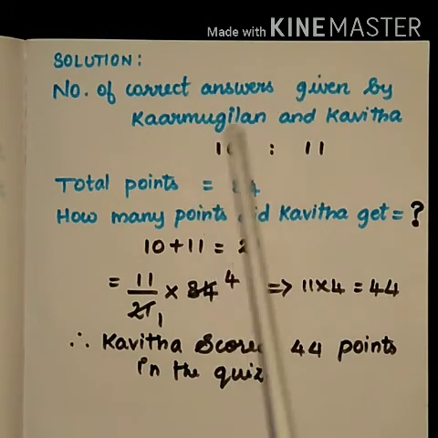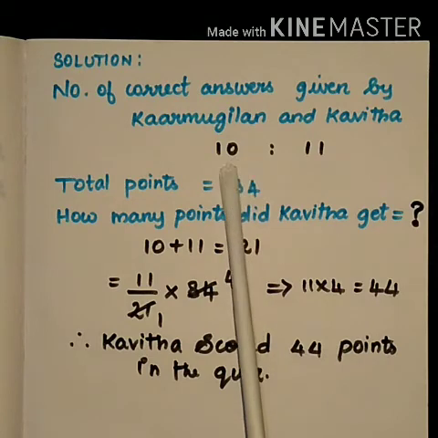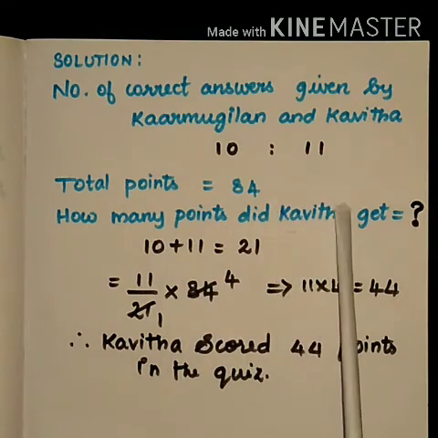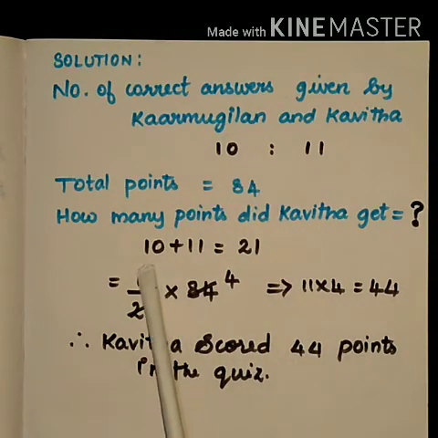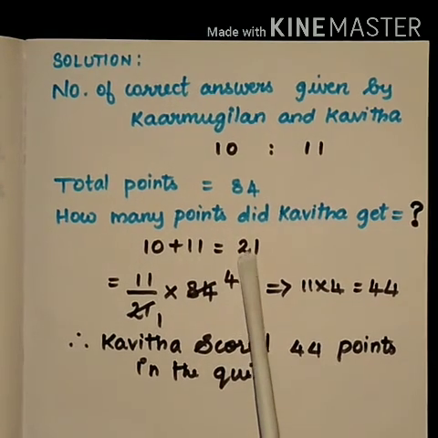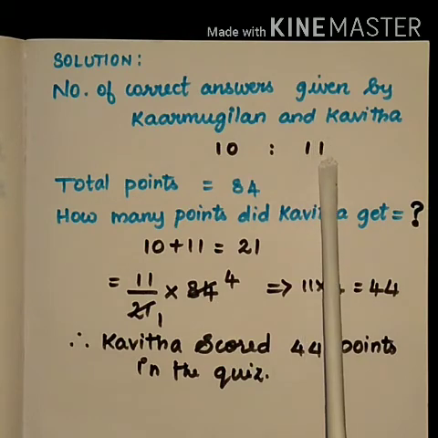Students, here the number of correct answers given by Karmugilan and Kavita is given in the ratio form, that is 10:11. Total points is given, that is 84. You have to find only how many points Kavita got. So for that, first you have to find the total parts. 10 plus 11 equals 21. 11 parts are for Kavita.